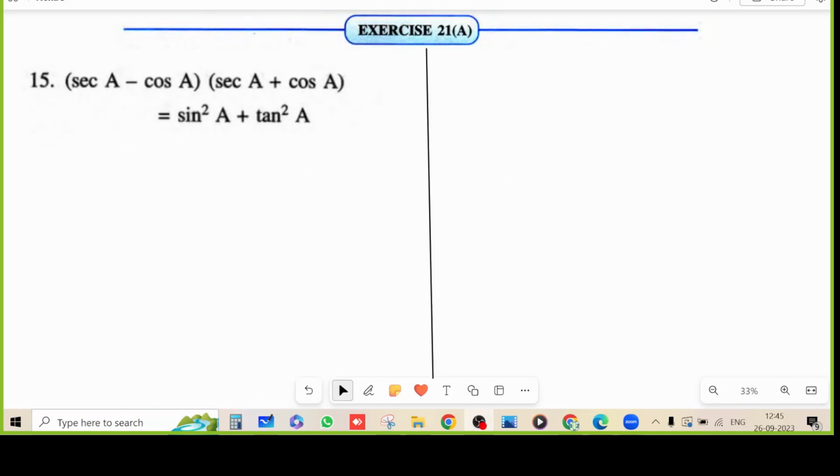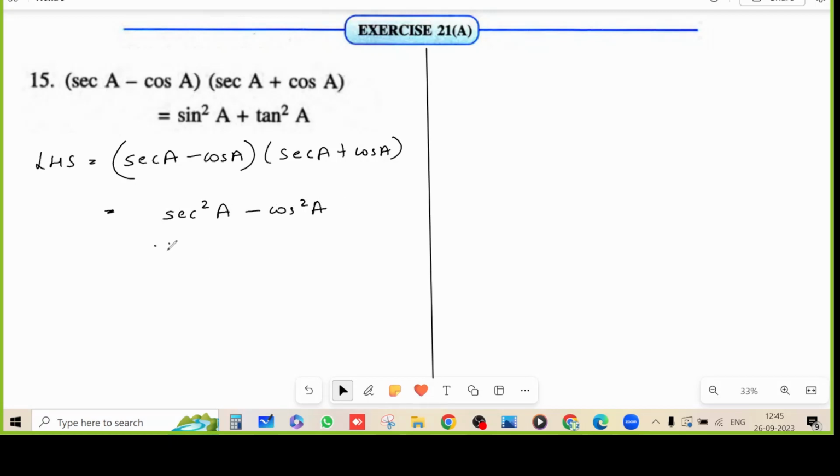In the 15th question, the left hand side is given as sec A minus cos A into sec A plus cos A. So we will begin with the left hand side. Again, you can see this is of the form A minus B into A plus B. So we are going to use the formula. So this will give us sec square A minus cos square A, and the formula we have used is A plus B into A minus B is equal to A square minus B square.